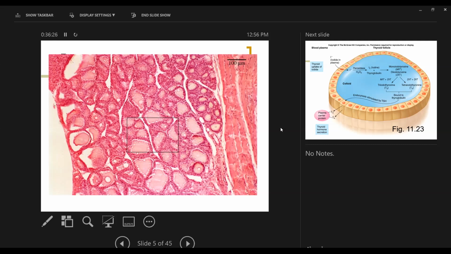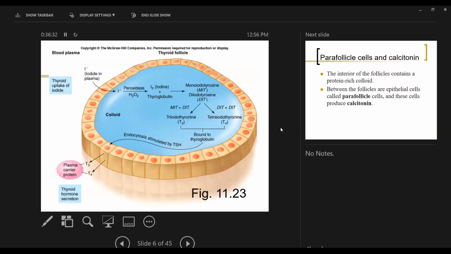Now, let's take one of these little follicles, let's turn it into a cartoon and blow it up and take a look at it, shall we? And here's what this little thing looks like here. So the follicle cells are bipolar cells. They have an apical side that surrounds the central cavity, otherwise known as a lumen. And that lumen is filled with a colloid that you can see here.